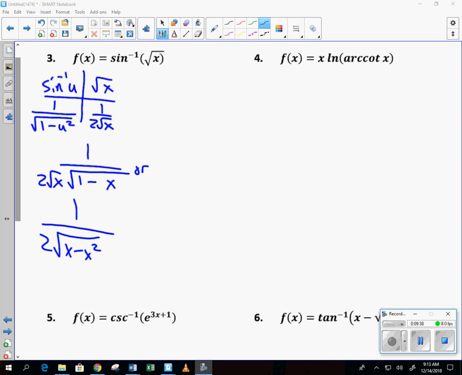Sine of u, arc sine of u. Root of x. Derivative of root of x is 1 over 2 roots of x. And derivative of arc sine is 1 over the square root of 1 minus u squared. So when we put the square root of x in for u, when you square the square root of x, you just get x. Now also, I want you to understand that you're multiplying these two together. So as I multiply those two together, you can see the 2 roots of x are in the denominator.